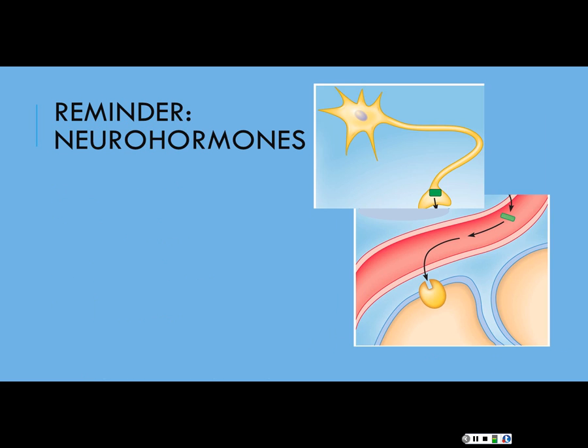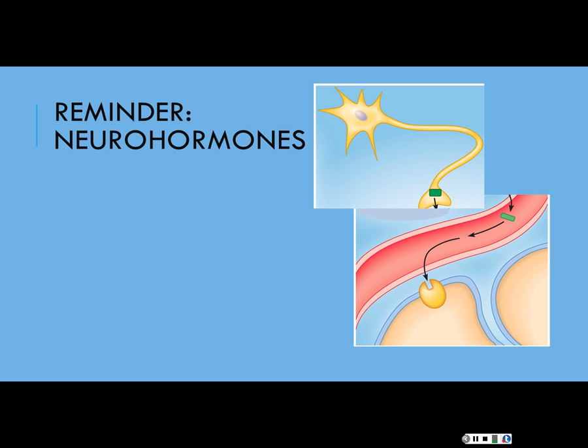A couple of pictorial images as well. We're also going to talk about neurohormones. We already saw some neurohormones. That'd be another type of extracellular messenger. What characterizes a neurohormone? It comes from a nerve cell and enters the bloodstream.